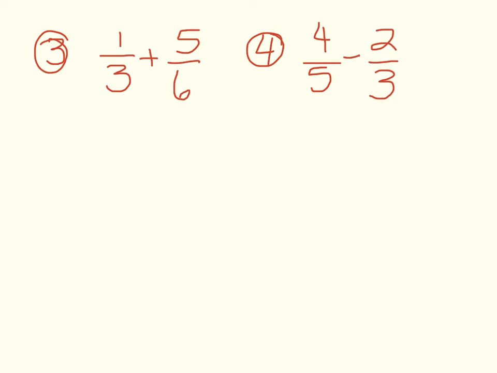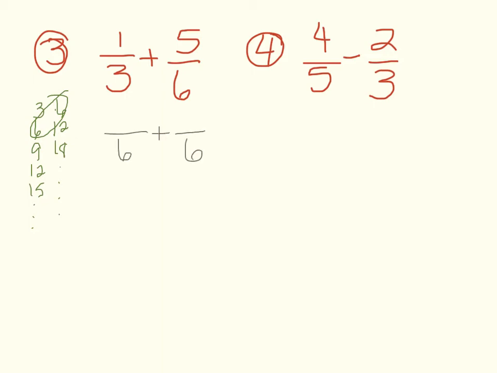Alright, so now we have 1/3 plus 5/6. Now here, our denominators are not the same. We need to make them the same. So we need to find a number that 3 and 6 will go into. Now if you want, you can make a list. Let's make multiples of 3. So we have 3, 6, 9, 12, 15, and so on. Now 6 is 6, 12, 18, and so on. So you want to find the smallest or the least common denominator, so the smallest number that they'll both go into. And it is 6. So my common denominator is going to be 6.